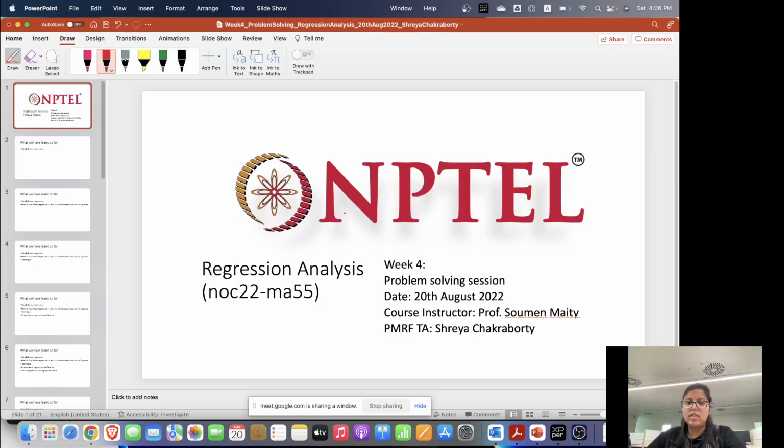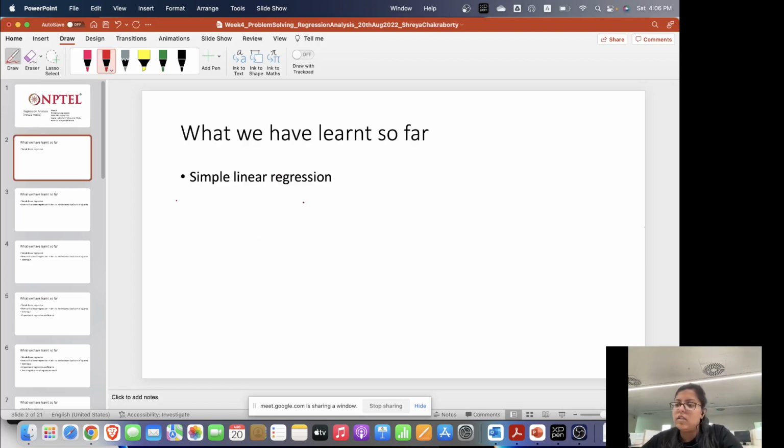Alright, so I'll start today's problem solving session. Before starting, I'll just recap what we have learned so far. We have learned how we can fit a simple linear regression, where the number of predictors would be how many? One. Yes, the number of predictors would be 1, that is, the number of x's, to be very precise.